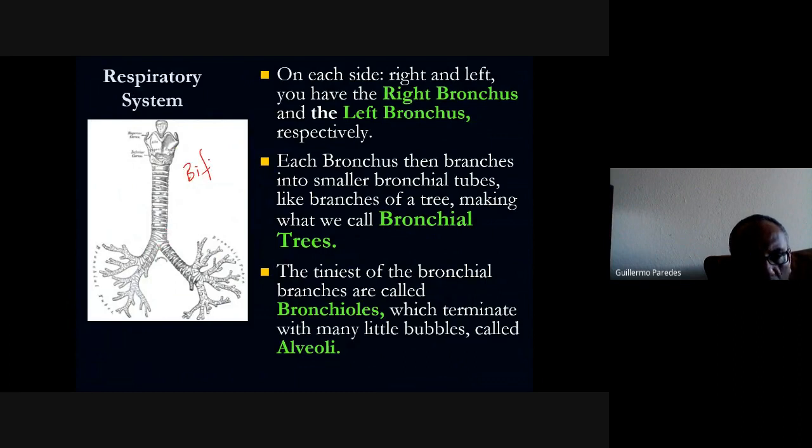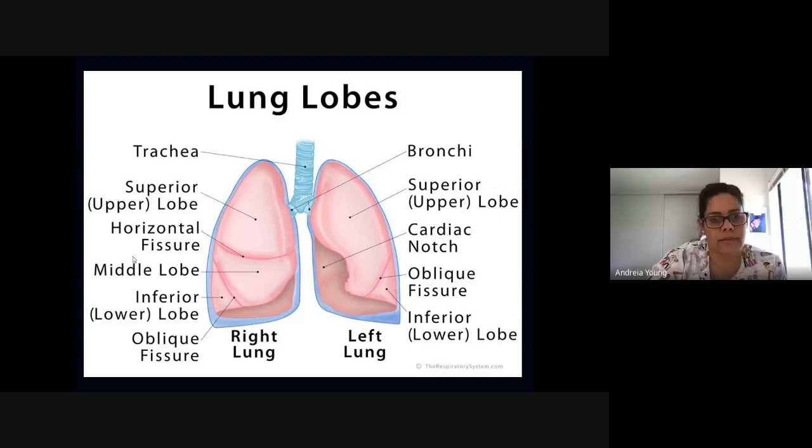Bifurcation means division. I say bifurcation because it's a medical term. It's the division of what? Of the trachea. It is going to divide into two main bronchi. They are going to enter into the lungs, the bronchi, and divide. Simple as that.